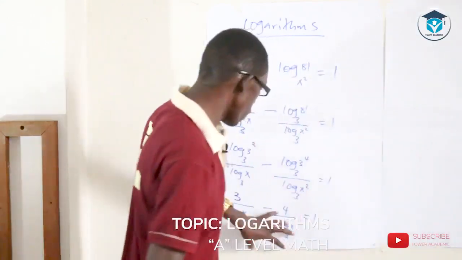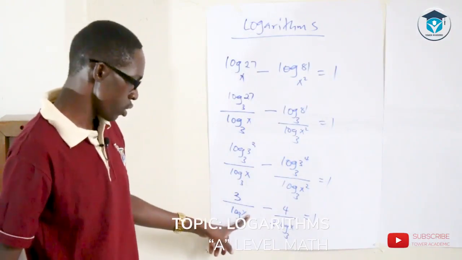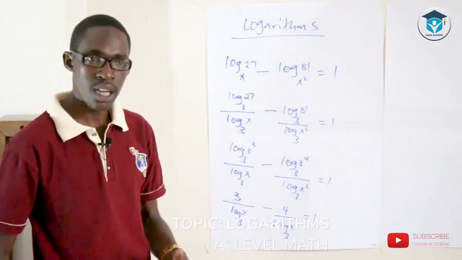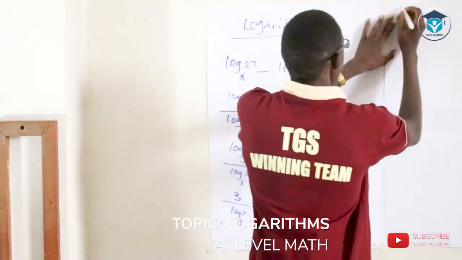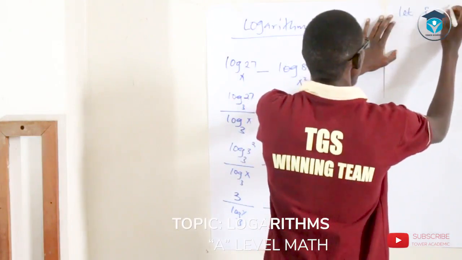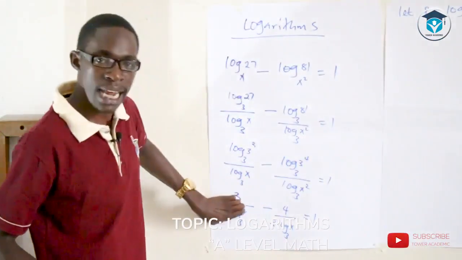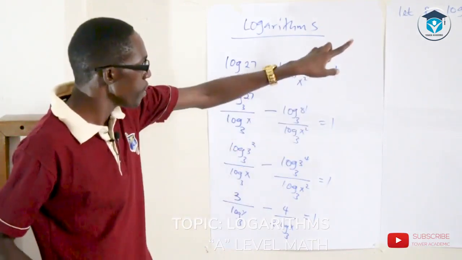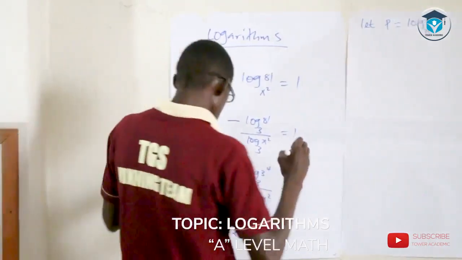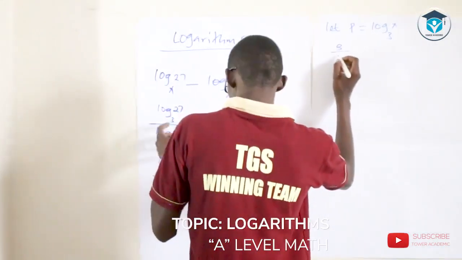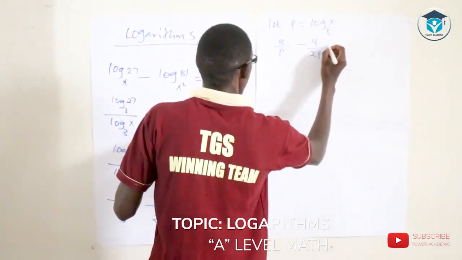Then after, when you have reached this step here, we can see that log of 3x is so common. I can now introduce a new variable, for example p, by saying let p equal log of 3x. So I'm now letting this be another variable, p, such that where I see log of 3x, it gives me a p. So this will become 3 over p minus 4 over 2p, but this equals 1.